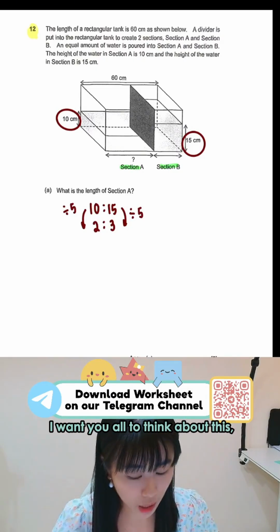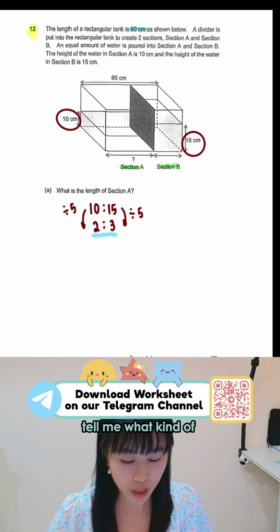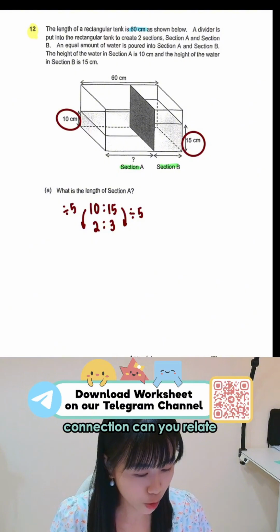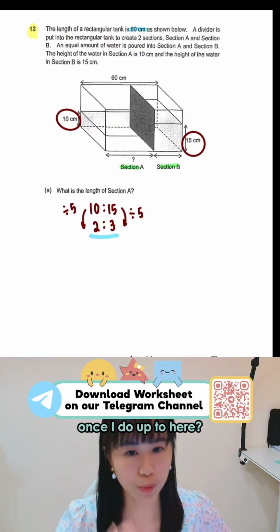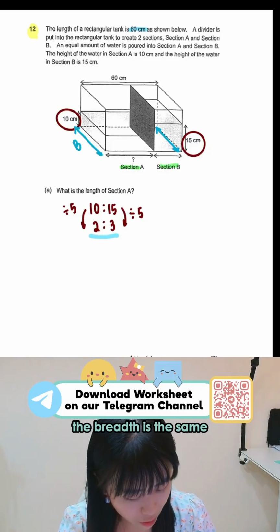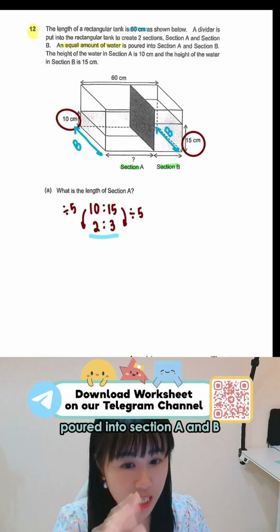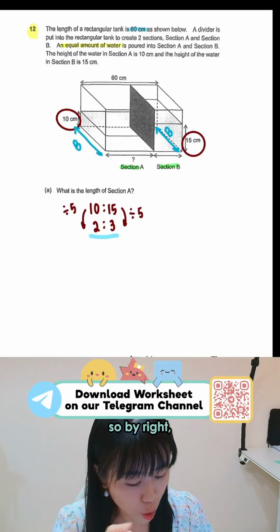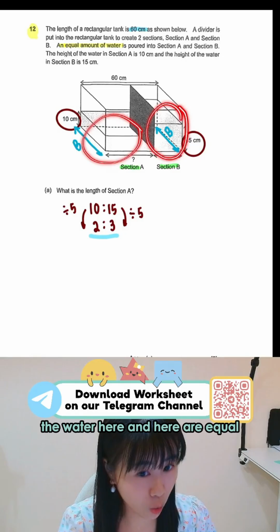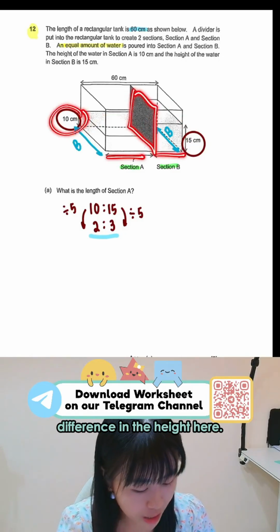I want you all to think about this. Tell me what kind of connection can you relate once I do up to here. You know that both for section A and B, the breadth is the same. And we know that equal amount of water is poured into section A and B. So by right, the water here and here are equal. But because of this length difference, it will cause the difference in the height here.